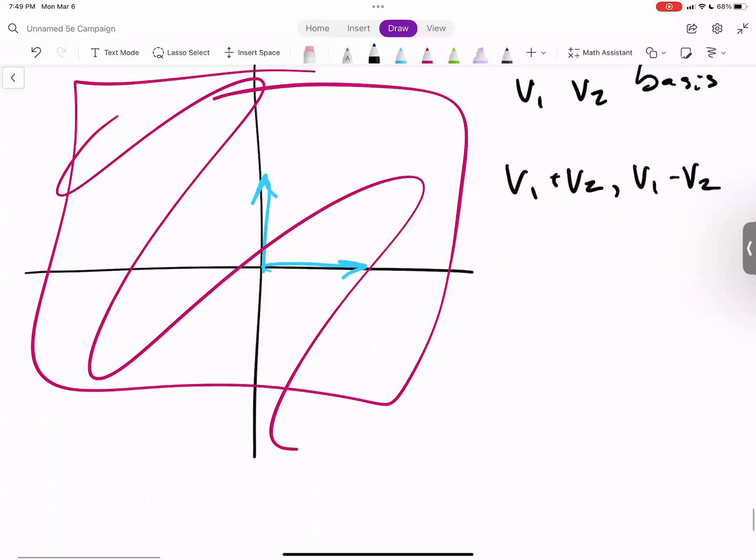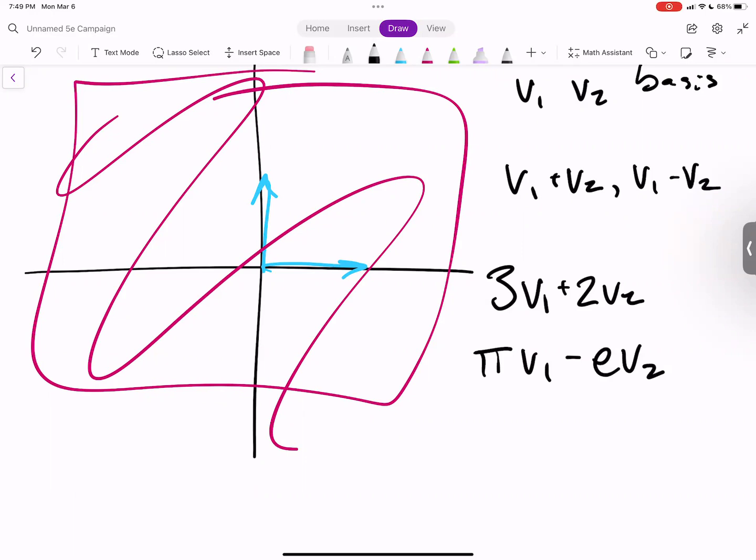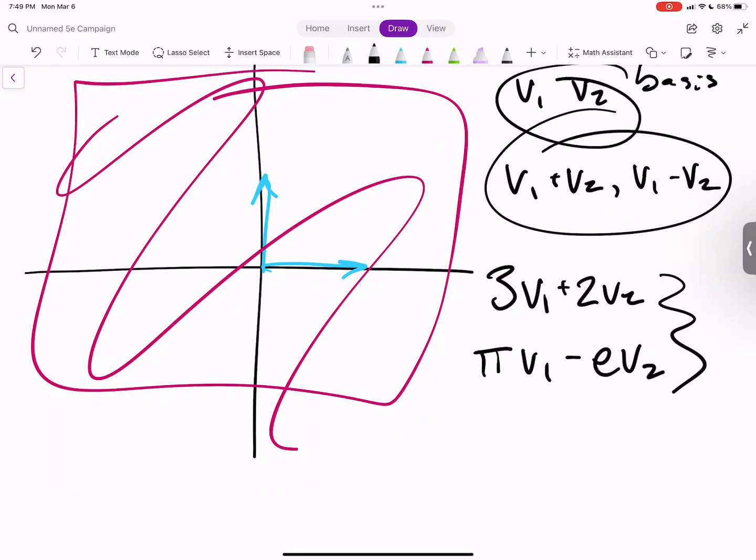Another example here would be 3v1 plus 2v2, or pi v1 minus e v2. Pi and e are just ugly numbers, and this is all I'm trying to illustrate. So these also form a basis, and this was given to be a basis. Any other questions on this one?